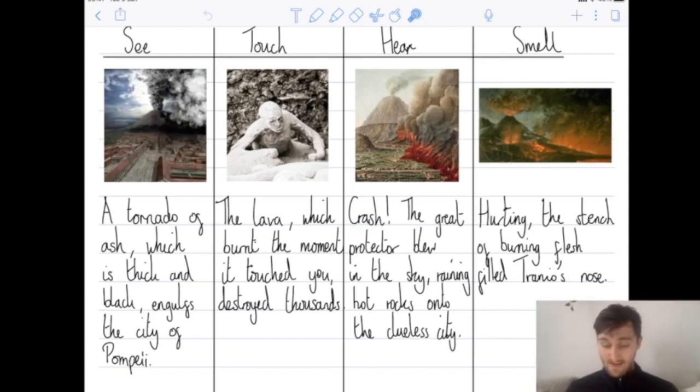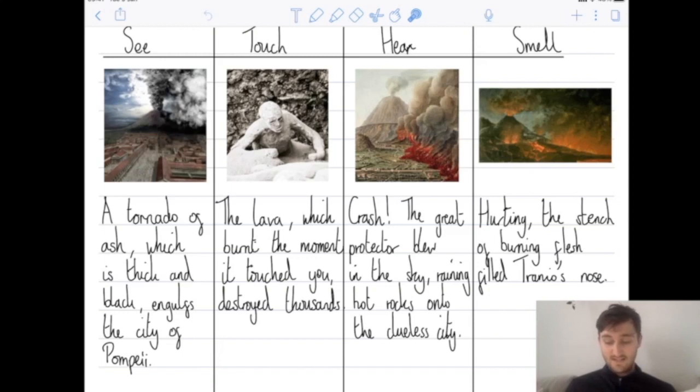And then finally, my smell. So there's a really good picture. And imagine if I was there, it would just smell smoky. I just keep thinking of bonfire night, but it would be 100 times worse than bonfire night. It would really, really smell. So my sentence starts: hurting. So I start it with a verb there. Hurting, my punctuation. The stench of burning flesh filled Tranio's nose.